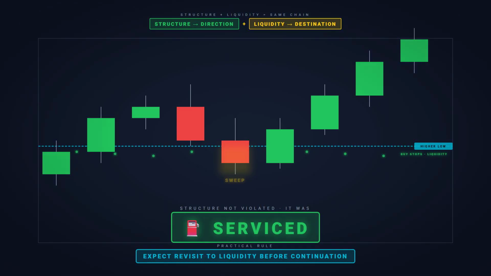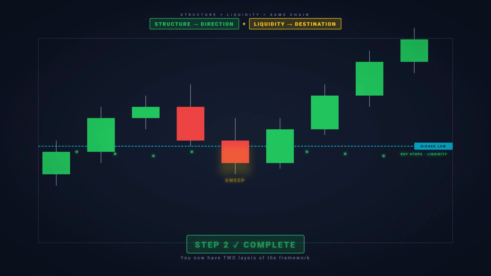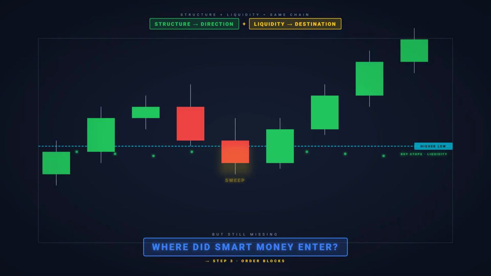Pause here before we go to step 3. You now have 2 layers of the framework. Structure gives you the direction, liquidity gives you the destination, the specific price coordinates where smart money needs to go before it can move. But there's still a question this step doesn't fully answer. Where exactly did smart money enter their position?